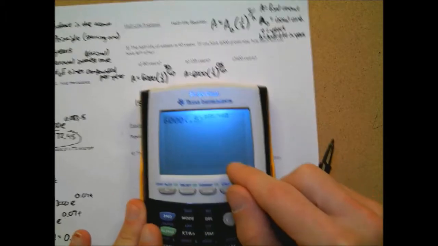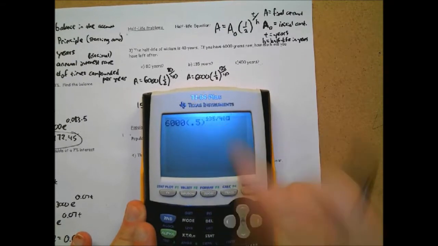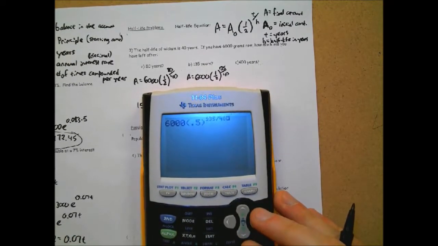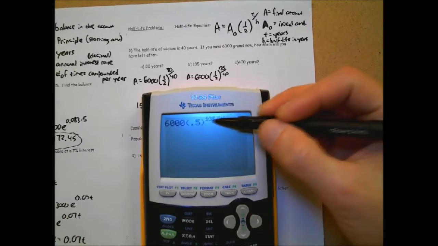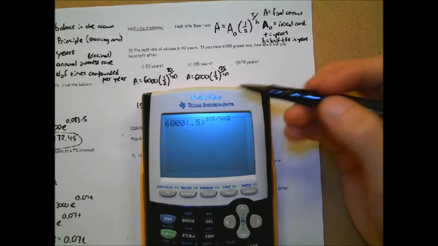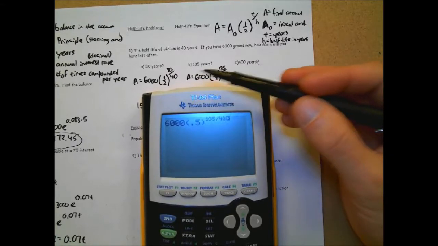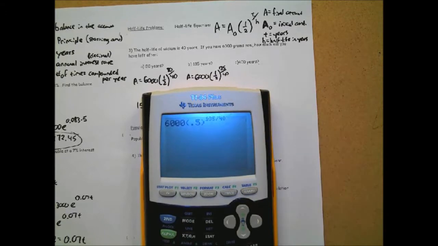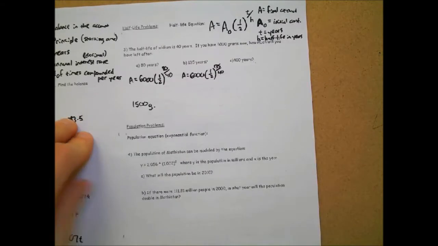Why are we doing over 40? Because 40 is the half-life of the element. So what you're basically doing here in the exponent is figuring out how many half-lives your element, or your isotope, is going through over that 135 years. And then you raise 1/2 to that power. So 578.329 approximately is going to be left.